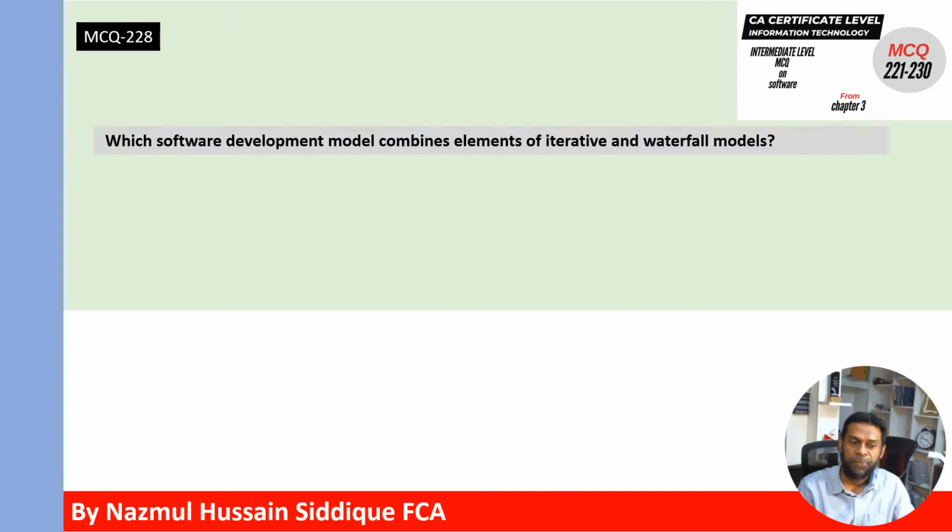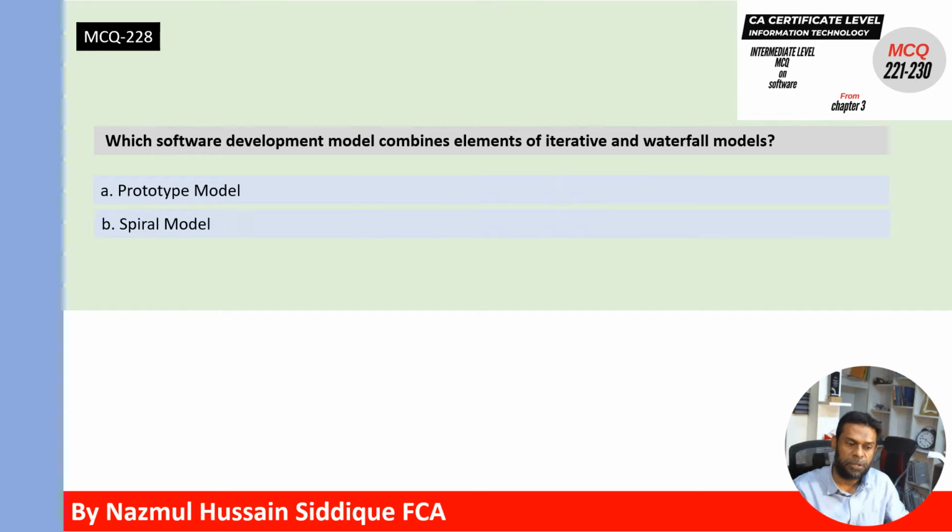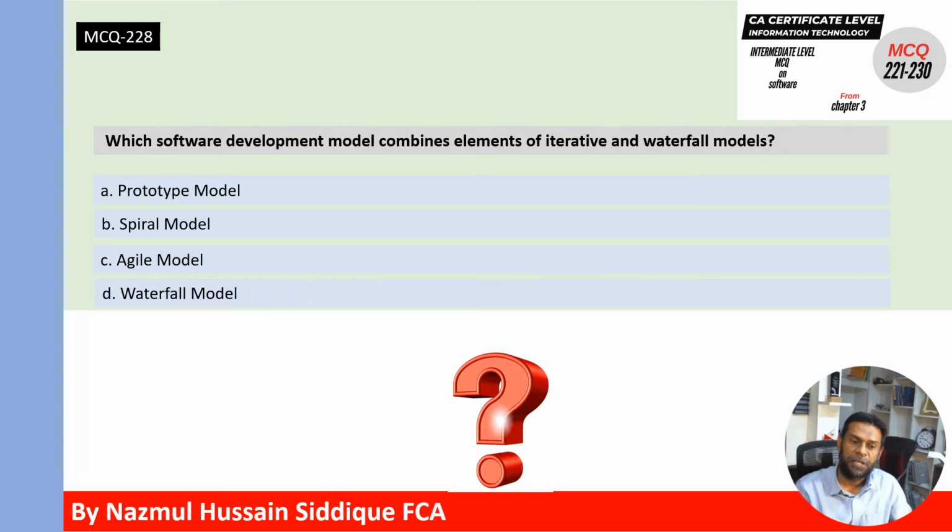Next question. Which software development model combines elements of iterative and waterfall models? Option A, prototype model. Option B, spiral model. Option C, agile model. Option D, waterfall model. Which software development model combines elements of iterative and waterfall models? The correct option is B. Spiral model combines elements of iterative and waterfall model.